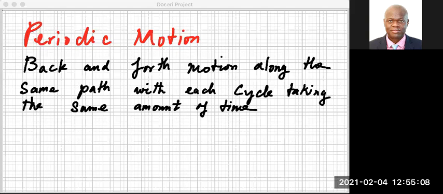So imagine something tied to a spring. If you displace it slightly, you would see the mass go back and forth, and the vibrations would take roughly the same amount of time. So that is a description of periodic motion. And the cycles of motion, the back and forth, is called vibrations. So that's another term that is used.